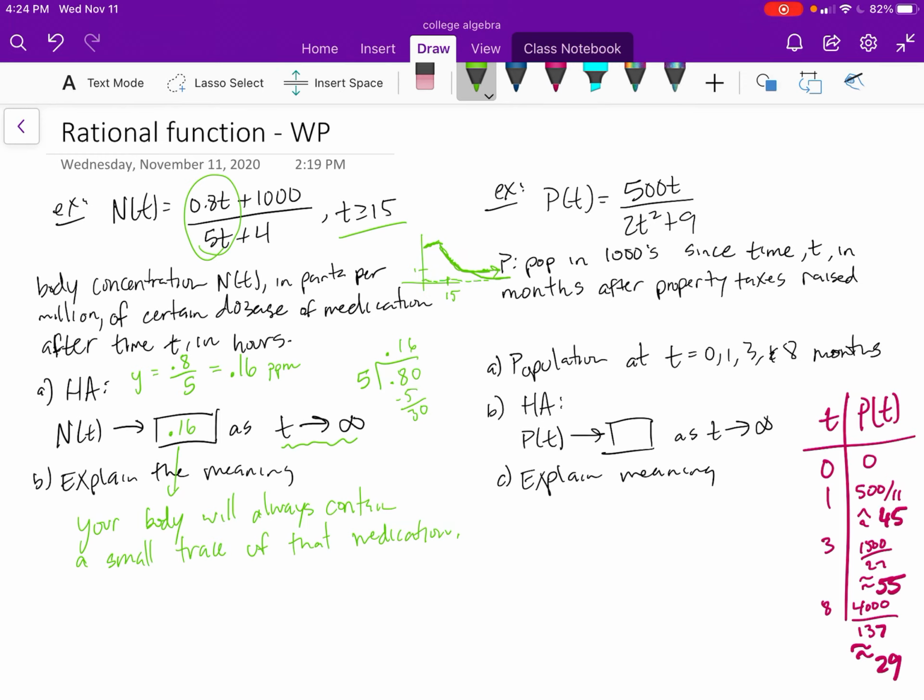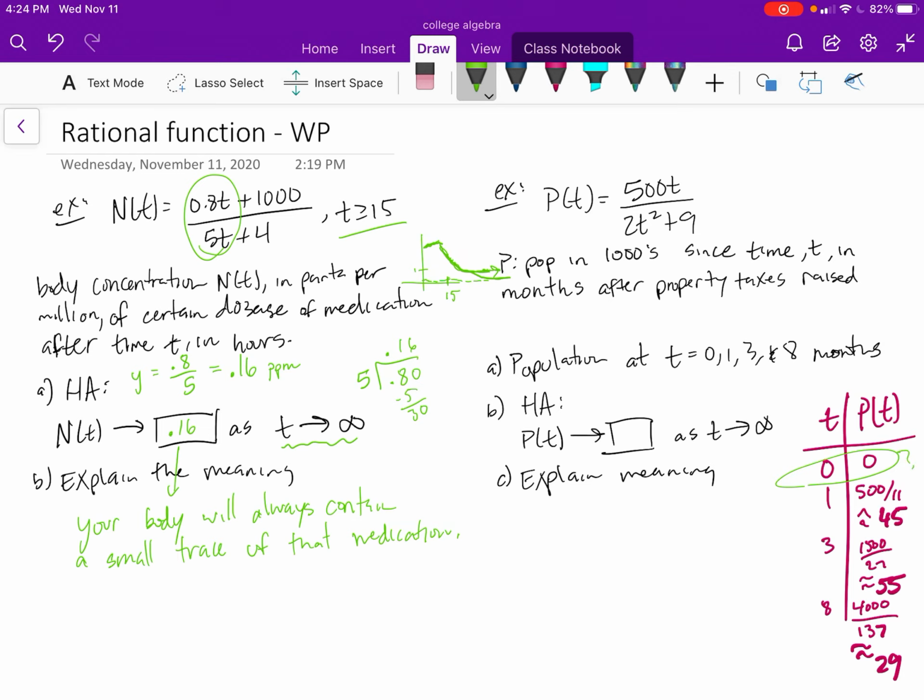All right, the next example. I have this model, and P of t represents populations in thousands after some time t, which are called months, after property taxes were raised. Okay, so we have some property taxes, they raise them, and this will describe the population of this town or whatever that word problem was. First, they asked for a few values, and I just computed those off to the side before I even made the video. So p of 0, at time 0, is 0.